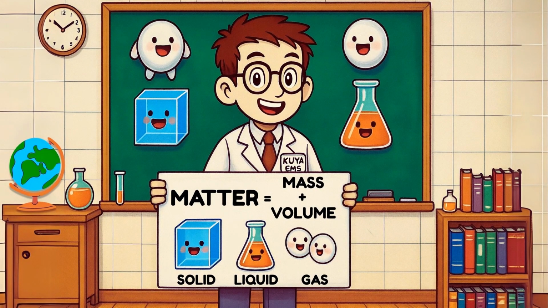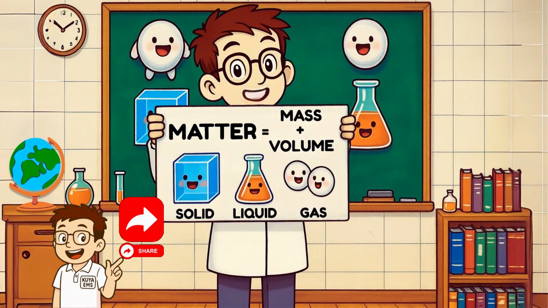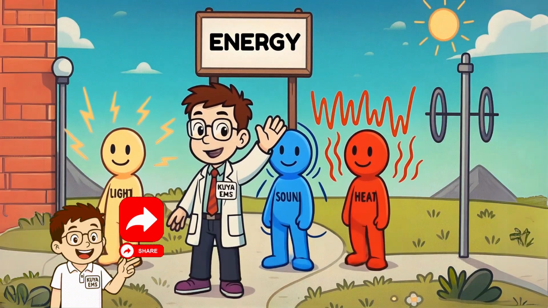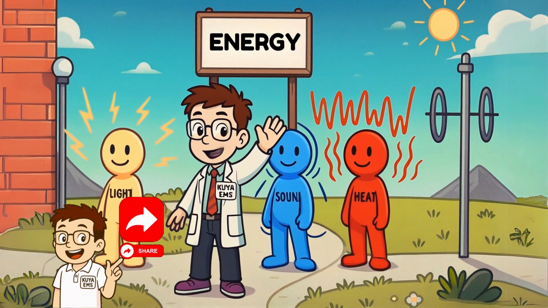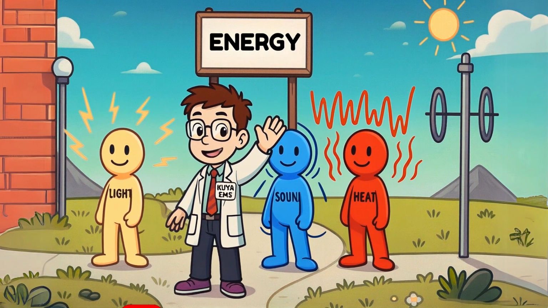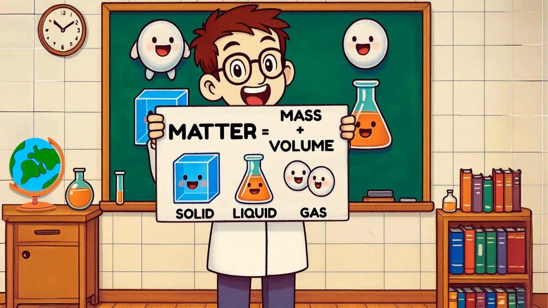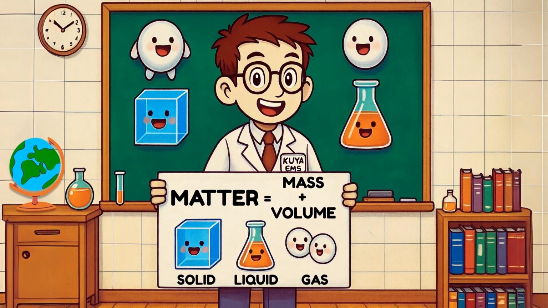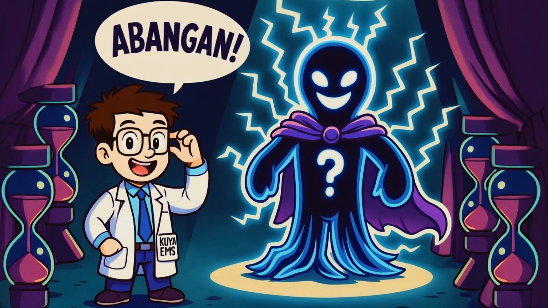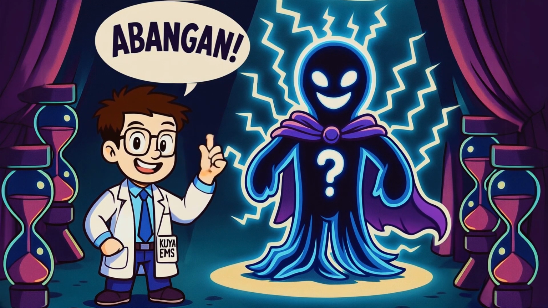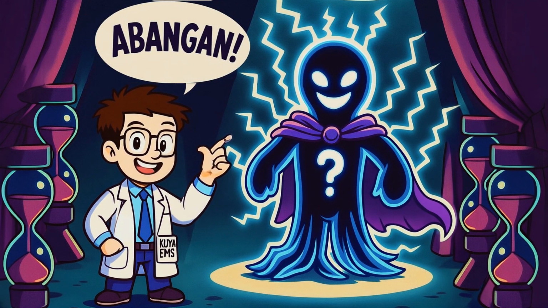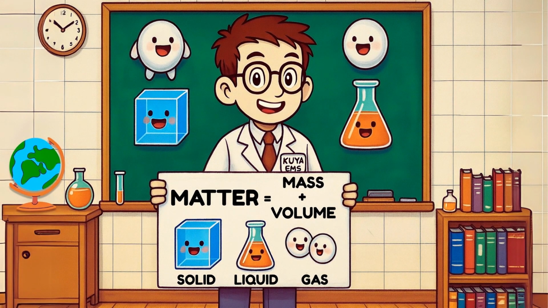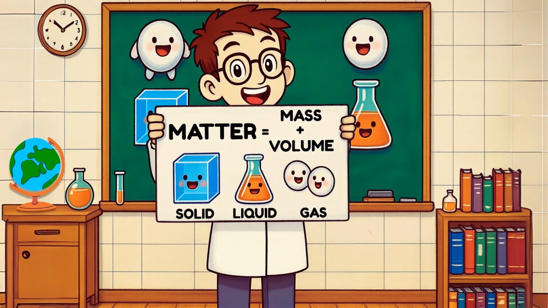So let's wrap it up. Matter has mass and volume. Energy, like light, heat, and sound, has neither. Matter makes up solids, liquids, and gases, and even more exotic forms like plasma and Bose-Einstein condensates. More on that on later episodes. So remember, if it takes up space and has mass, it always matters.